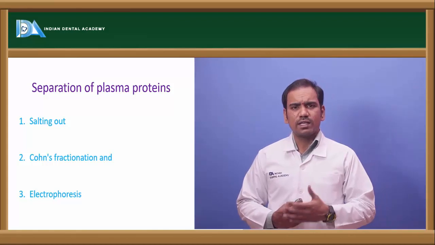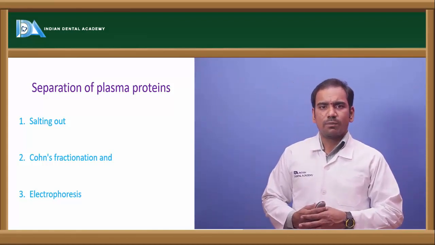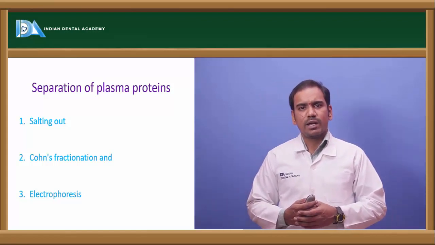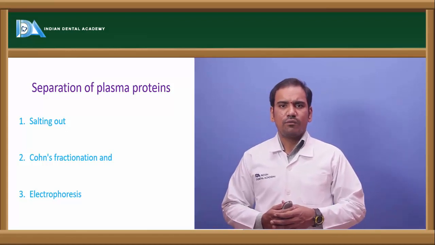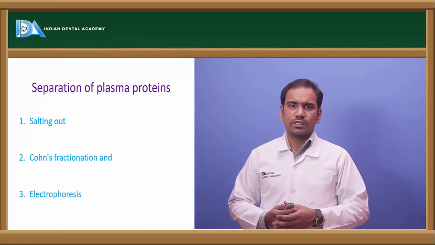Coming to the significance of Cohn's fractionation, it is used for the separation of proteins on a large scale. The proteins used for therapeutic uses are separated by using this method called Cohn's fractionation. Coming to the third method, electrophoresis.